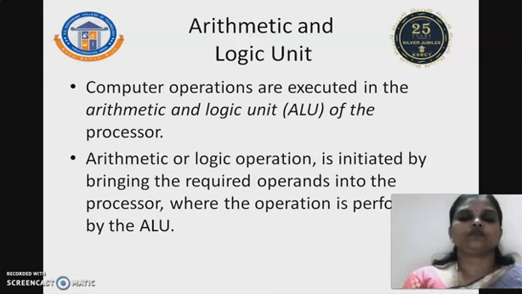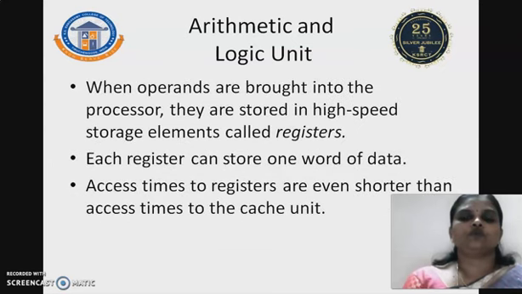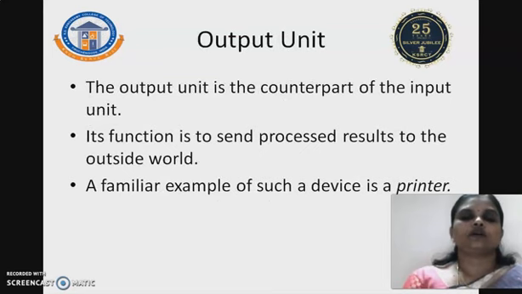The arithmetic logical unit performs arithmetic and logical operations, and it is initiated by bringing the required operands into the processor, where the operation is performed by means of the arithmetic logical unit. When the operands are brought into the processor, they are stored in high-speed storage elements called registers. Each register can store one word of data. Access times to registers are even shorter than access time to the cache unit.